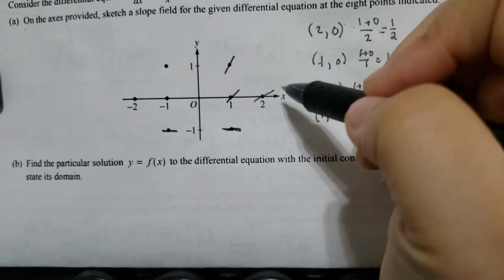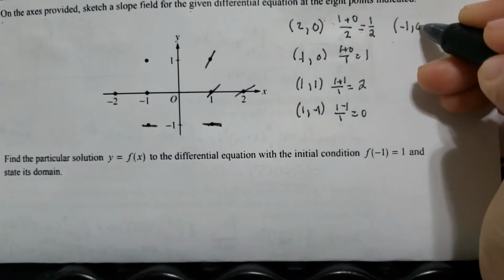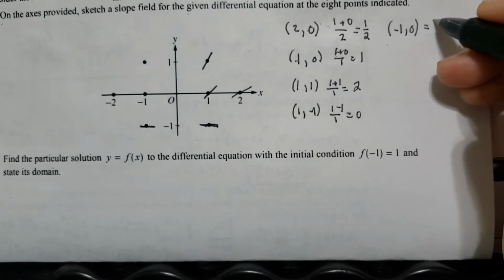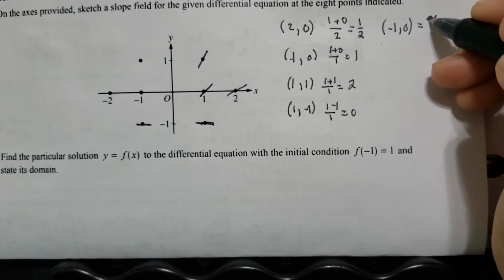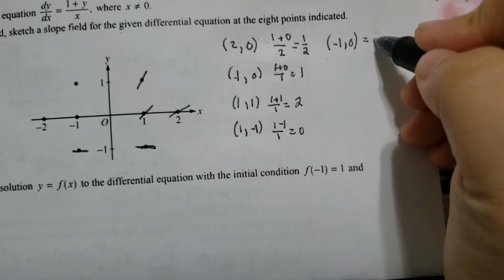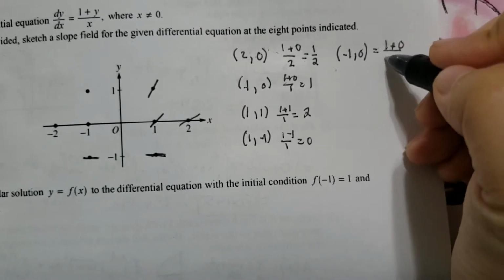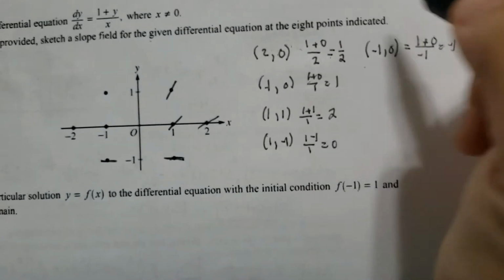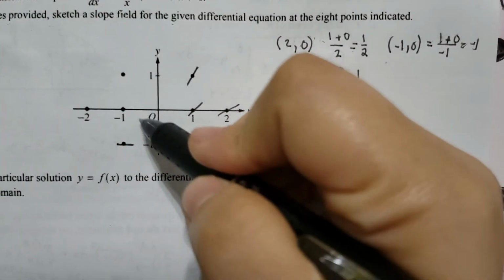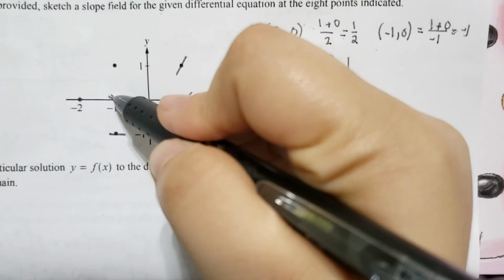In fact, let's plug in that point. X is -1, y is 0. We get 1 plus 0 over -1, which happens to be -1. So the slope is going to be negative of -1. Now, it's actually more like that.